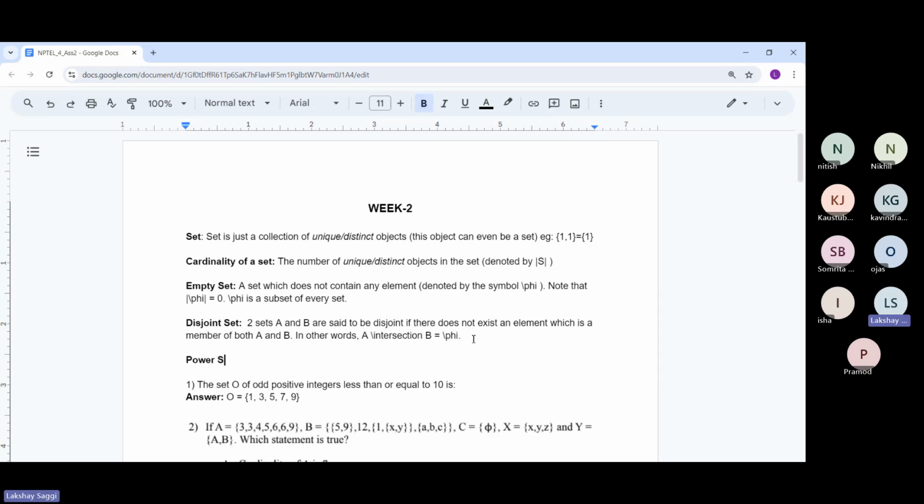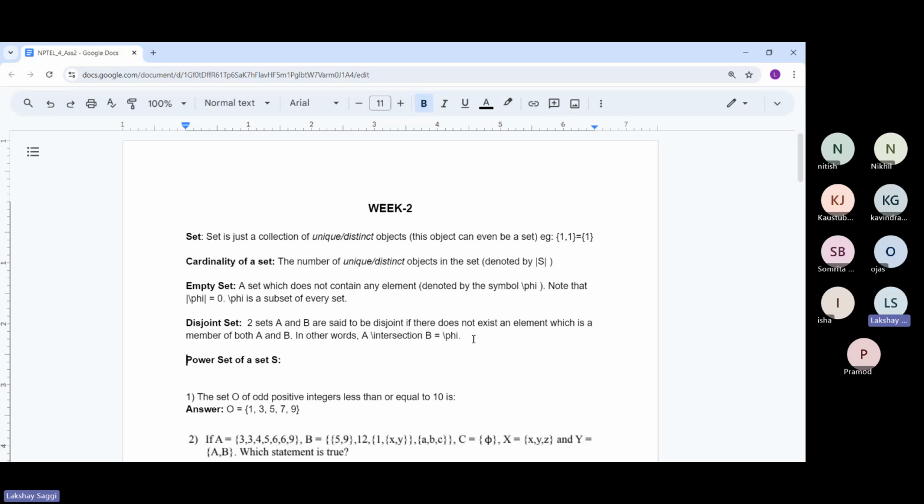I believe you must have seen the lectures also, but I'll just remind you of the definition. So what's a power set? A power set is the set of all possible subsets of S. So for a set S, the power set of S is just the set of all possible subsets of S.